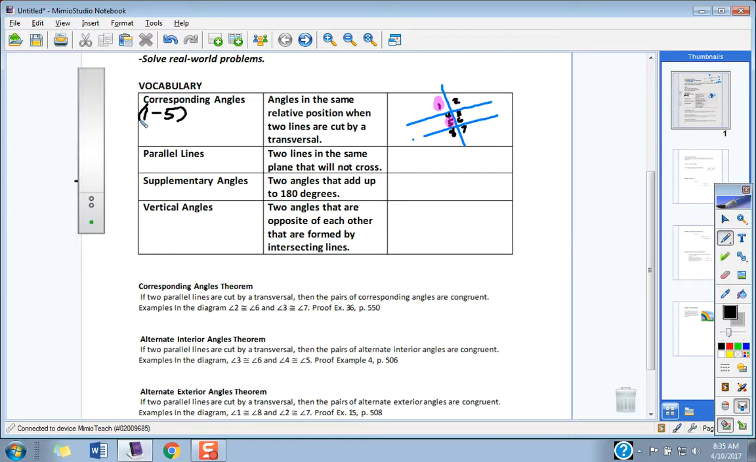What's another pair again, kids? 2 and 6. 8 and 4. 3 and 7. Okay, so I think we've got that. So we need to remember corresponding angles.